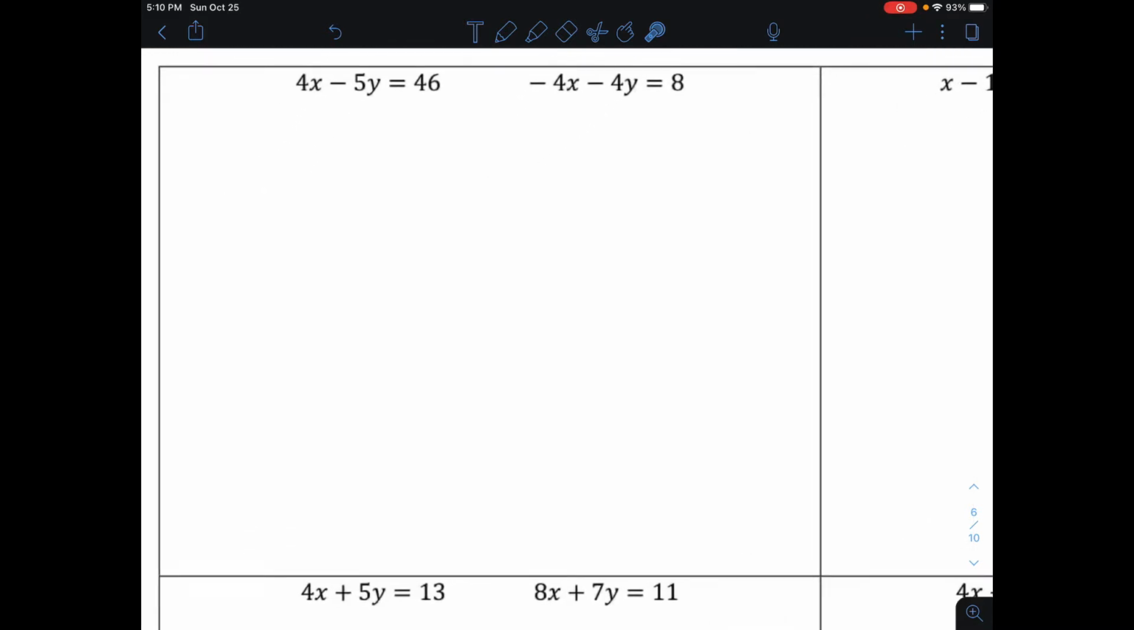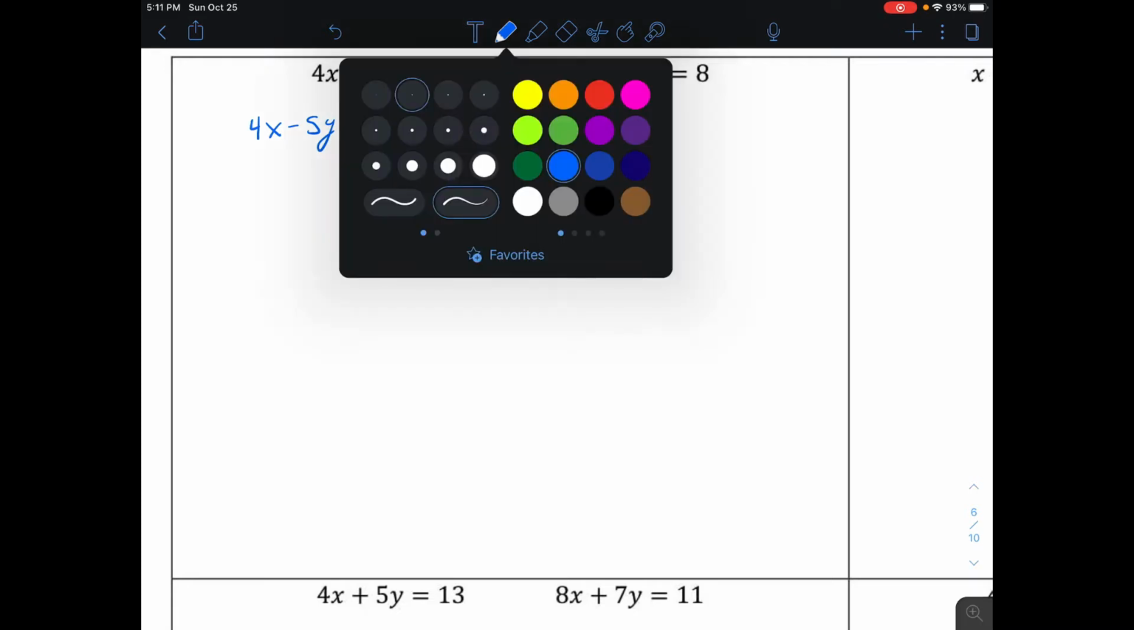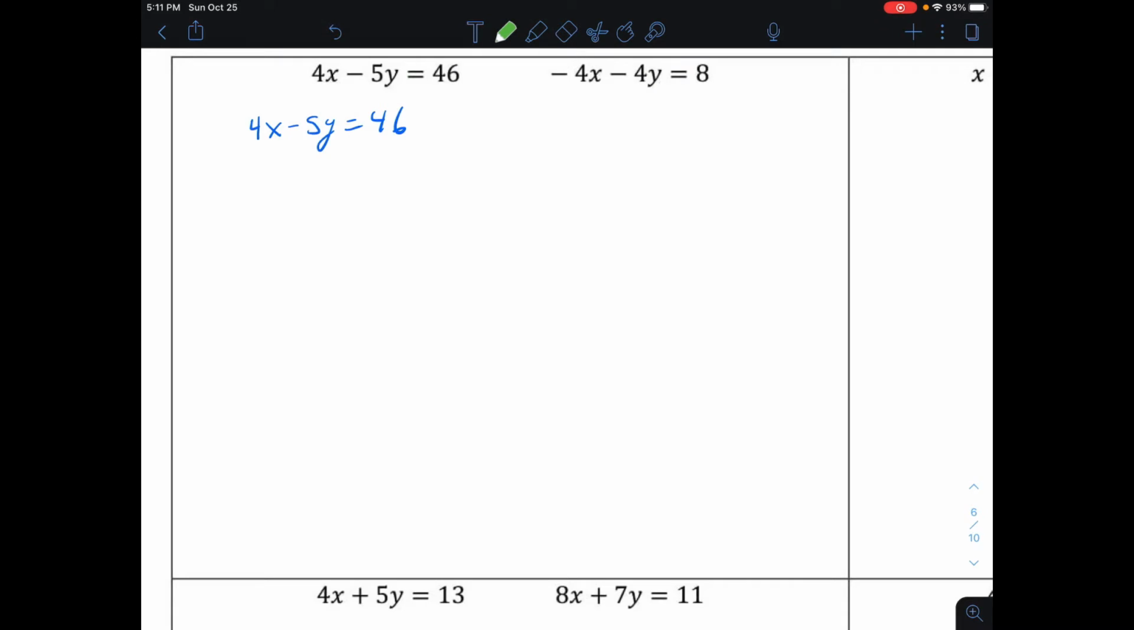So let's look here at this first problem. I want to solve this system by using the elimination method. So what I'm going to do is write the two equations on top of one another. So we have 4x minus 5y is equal to 46. And then the second equation, I'll just change colors, is negative 4x minus 4y is equal to 8.